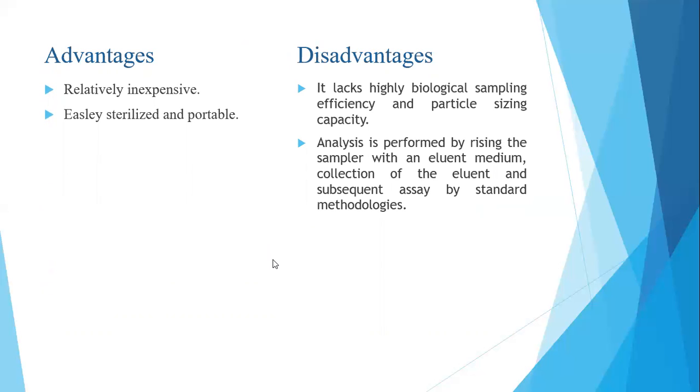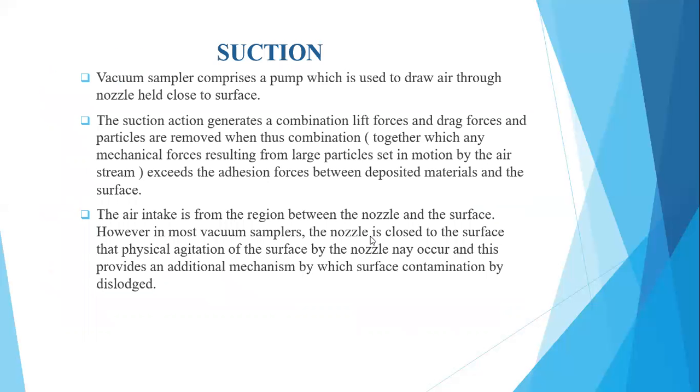Advantages: relatively inexpensive, easily sterilized, and portable. Disadvantages: it lacks high biological sampling efficiency and particle sizing capacity. Analysis is performed by the sampler with the eluent amount, collection of the eluent, and the subsequent assay by standard methodologies. Suction. A vacuum sampler comprises a pump which is used to draw air through a nozzle held close to the surface.